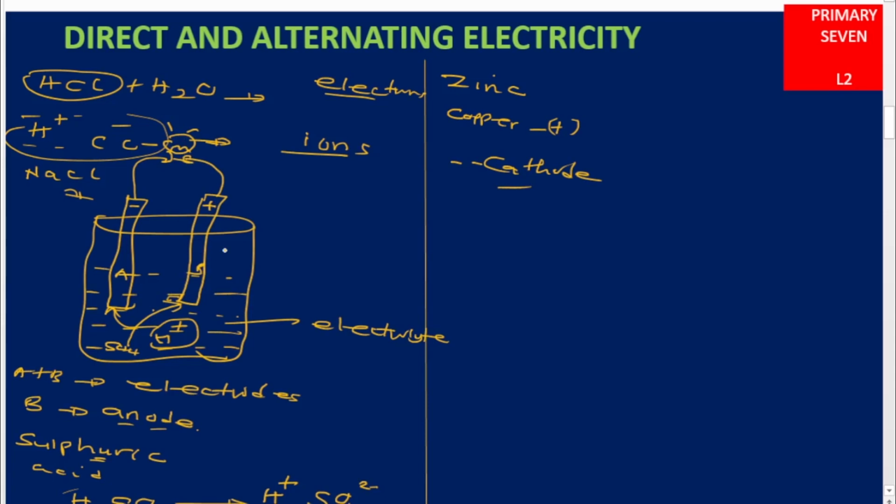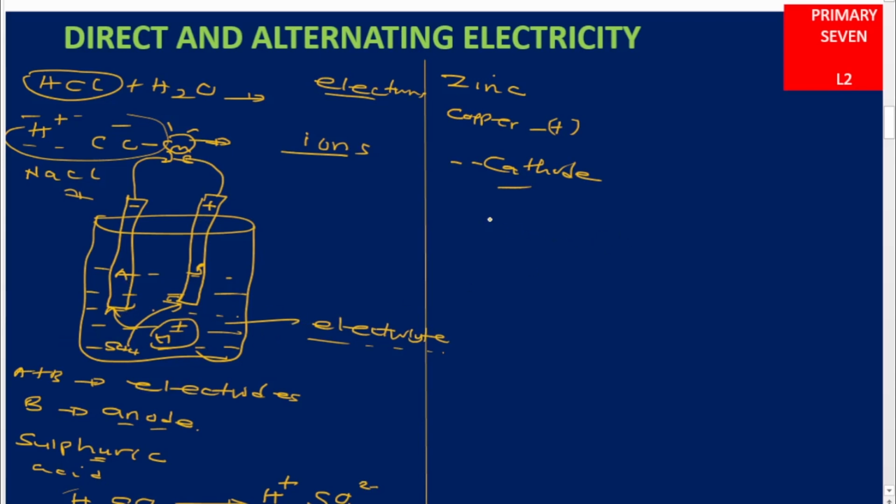Now this one becomes direct current and is a wet cell. So this is an electrolyte. These two are the electrodes. We have the positive and the negative. The positive one is an anode, then the negative one is called the cathode. So this is a wet cell.